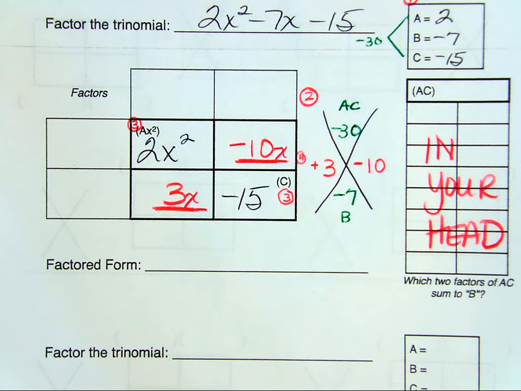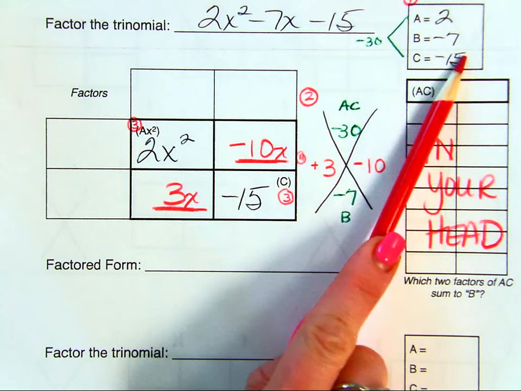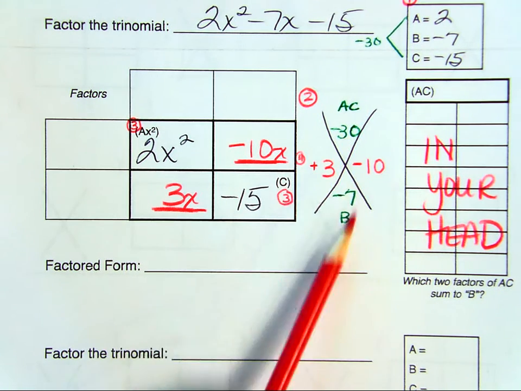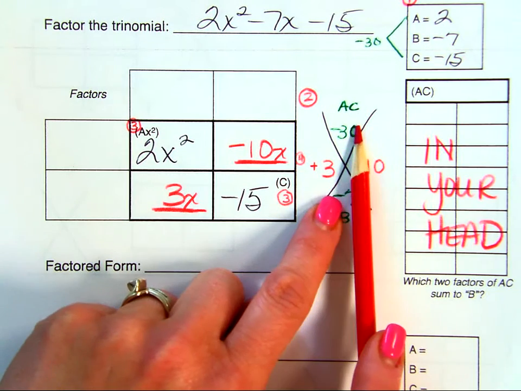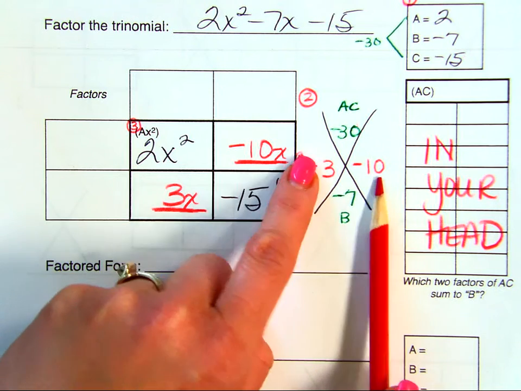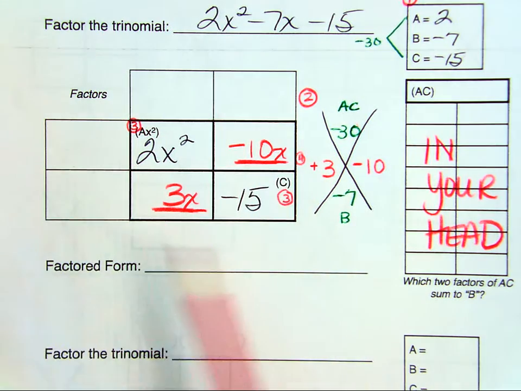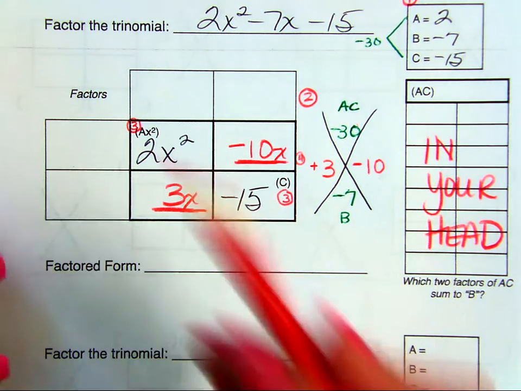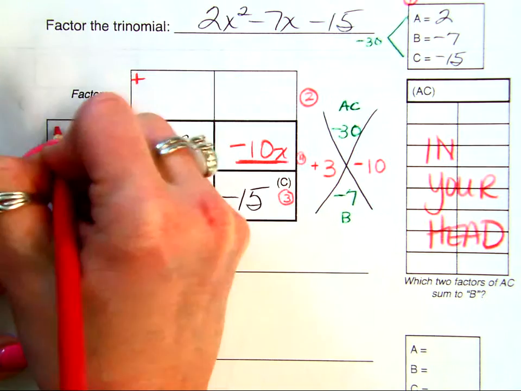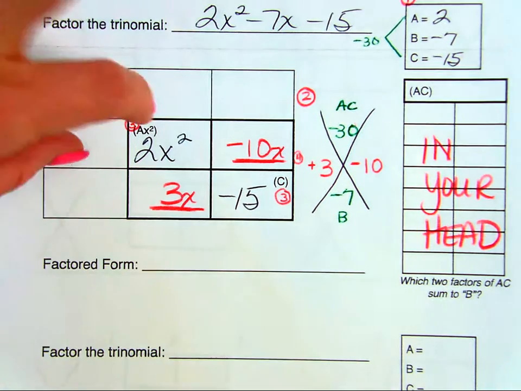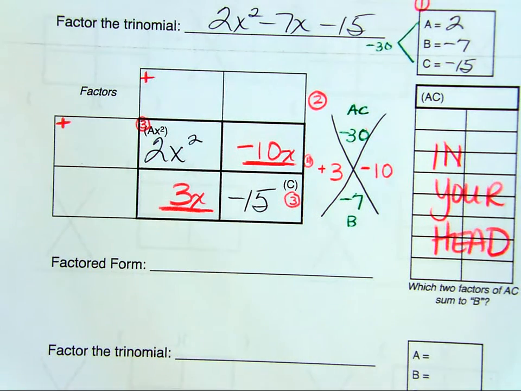All right, I have everything I need to finally factor this. I identified my A, B, and C. I used them to make my box, my X. I used my X to find my factors, and now the real work begins. So I want you to put in the corner right here and right here that I want these two boxes to always stay positive. And here's the reason why.